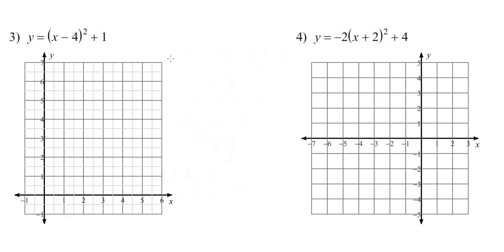All right, numbers 3 and 4 are both in vertex form, which makes it very easy to find the vertex, because remember, it is the opposite of this number. So the opposite of negative 4 is positive 4, and it is this number, positive 1. So our vertex is at the point (4, 1), which is right here. Remember, that makes this vertical line here the axis of symmetry.